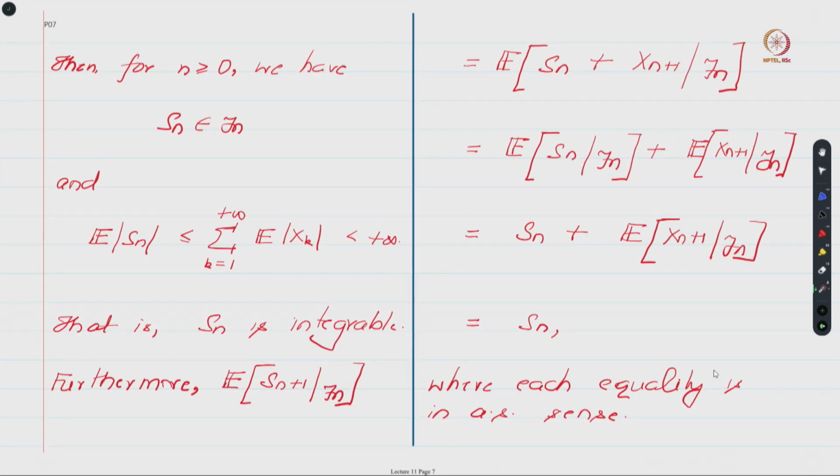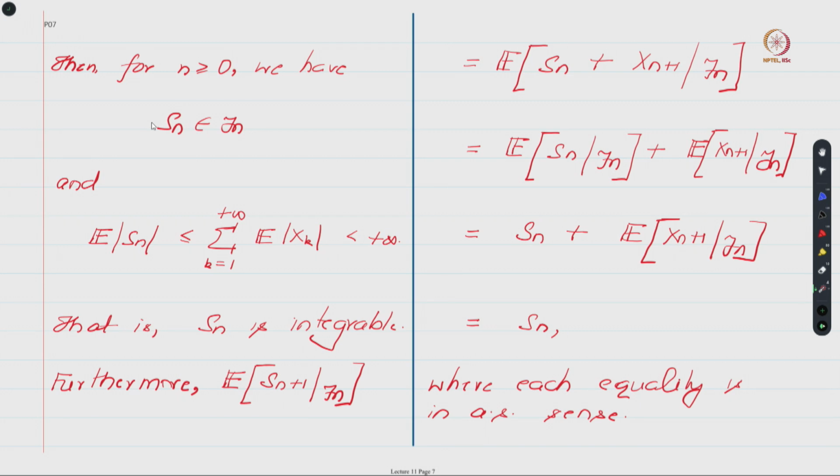Because x1 to xn are all measurable with respect to Fn and Sn is their sum, it is easy to see that Sn is measurable with respect to Fn. For those who are not able to see why that is the case, I encourage you to look at the textbook on random variables, A Probability Path by Resnick.